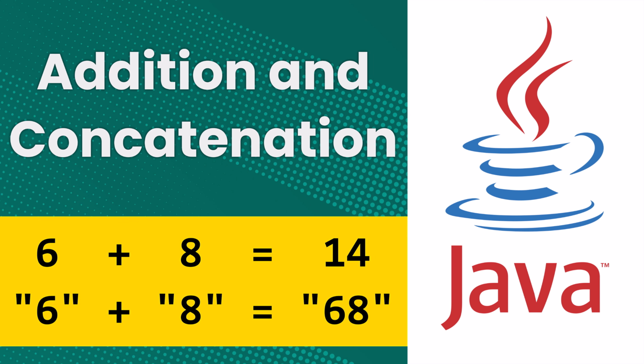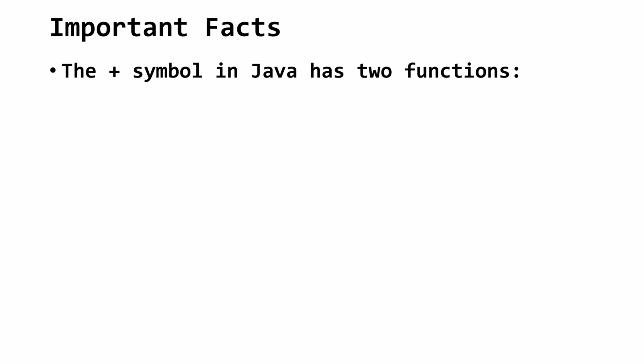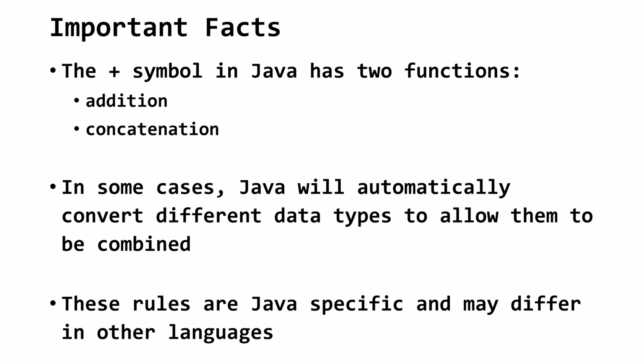In this lesson, we'll learn about the 2 uses for the plus sign in Java. Some important facts to know. The plus sign in Java has 2 functions. First, mathematical addition. Second, concatenation, which takes 2 strings and combines them into one longer string. In some cases, Java will automatically convert different data types to allow them to be combined. These rules are Java-specific and may differ in other languages.